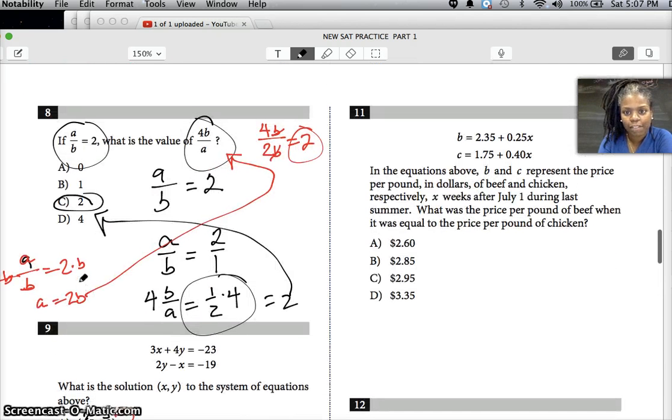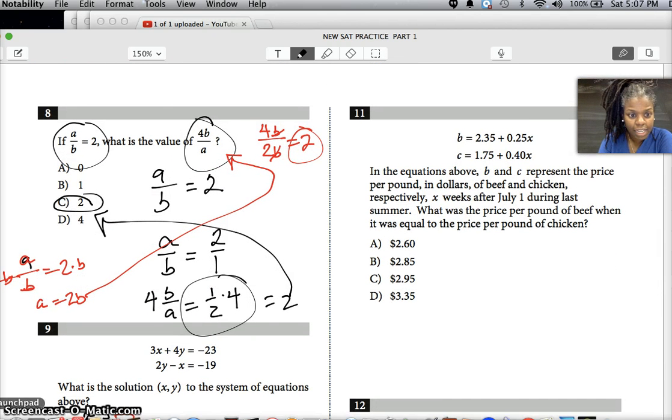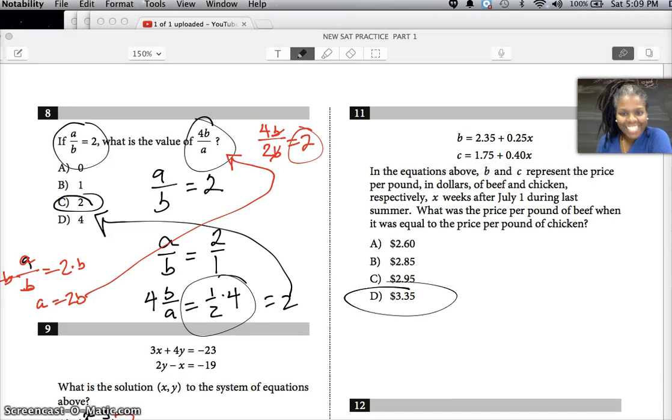Let's look at number 11. The answer, let me give you that first, is D, and so how do we get there? So if in the equation above, B and C represent the price per pound in dollars of beef and chicken, so that's price of beef, price of chicken, and x is the number of weeks after July 1st during the last summer. What was the price per pound of beef when it was equal to the price per pound of chicken?